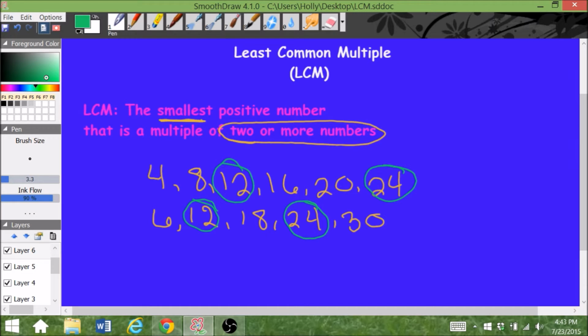So, I found 2 common multiples, but I'm not looking for a common multiple, I'm looking for the least common multiple, which means it has to be the smallest one. So, our least common multiple is going to be this 12. So, the LCM equals 12.